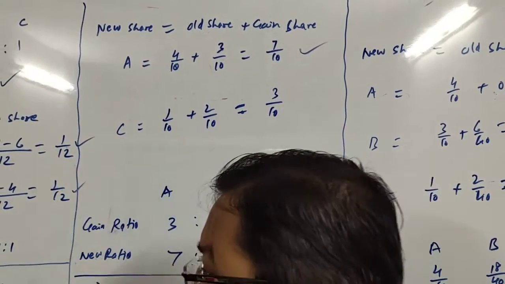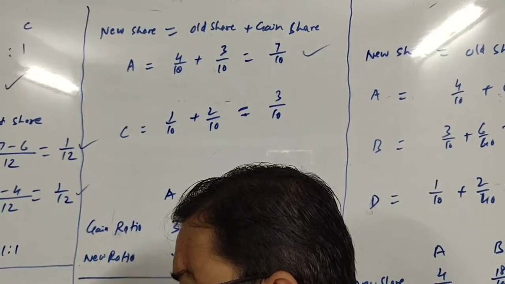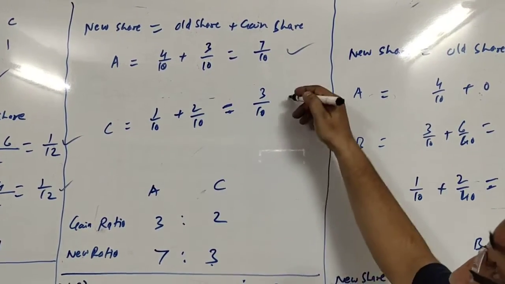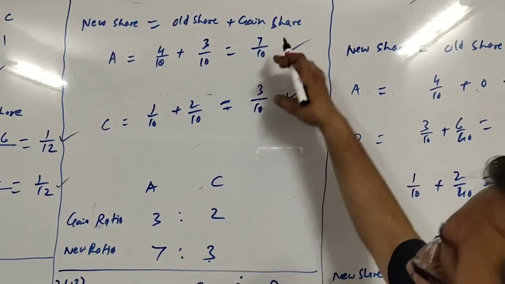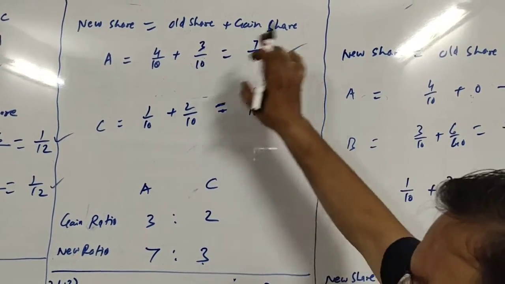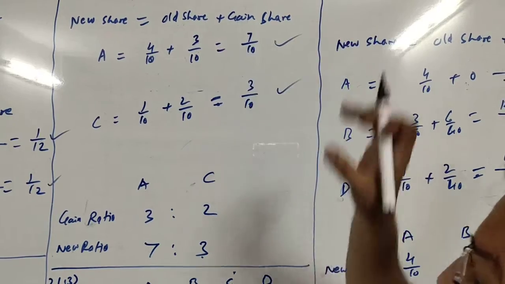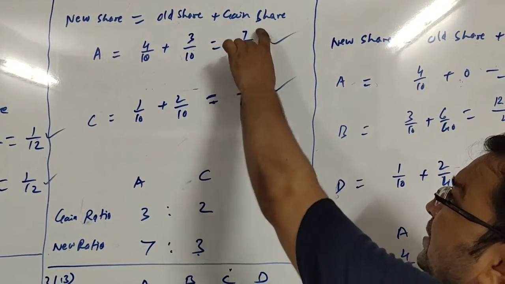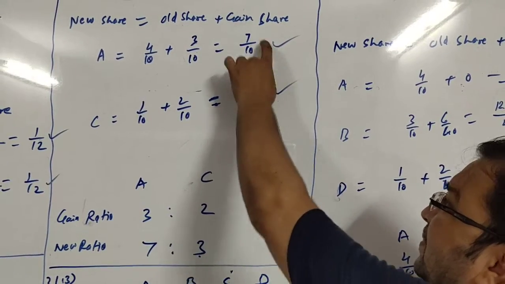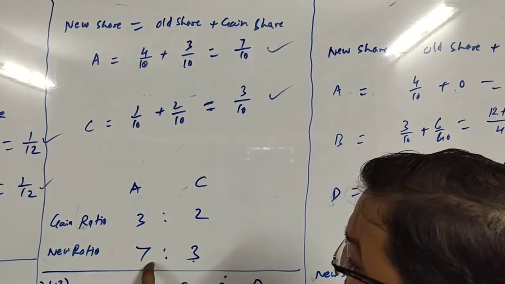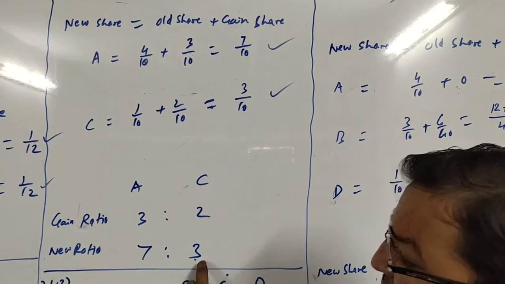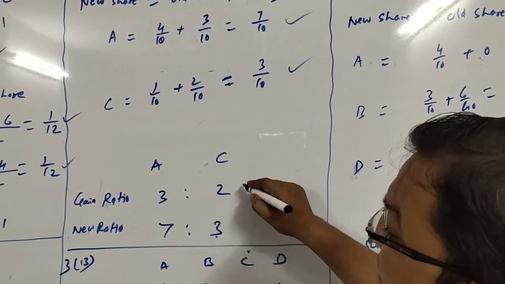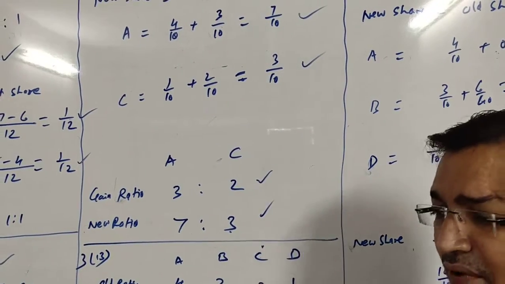C, we talk about C. Old share was 1 by 10 and gain share is 2 by 10. So 1 by 10 plus 2 by 10, 3 by 10. So their new shares are 7 by 10 and 3 by 10. So removing the denominator, the new ratio can be decided: 7:3. So the new ratio between A and C is 7:3, and moreover the gain ratio, which we already discussed, is 3:2. Both the answers we have found.